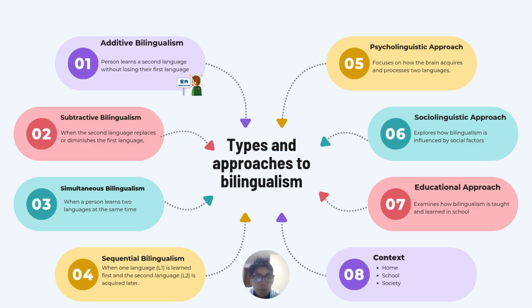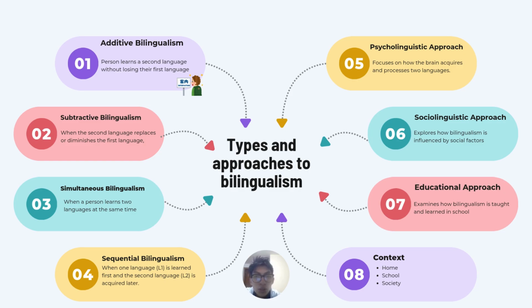Simultaneous bilingualism is when a person learns two languages at the same time from birth or early childhood. And the last one is sequential bilingualism, which is when one language is learned first and the second language is acquired later. The approaches to bilingualism: in this case we have the psychological approach, which focuses on how the brain acquires and processes two languages.